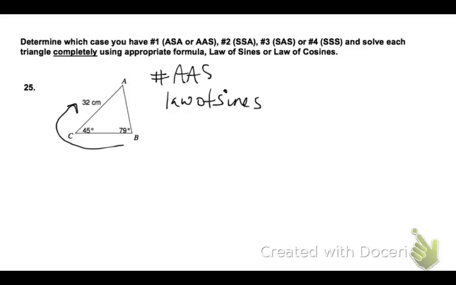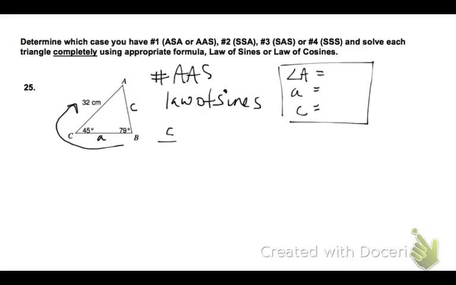So let's make a list of all the things we need to find to solve the triangle. We need to find angle A, and side A, and side C. And I'll just label those sides. There we go. Sides are always across from the angle they correspond with. So let's start by finding side C.